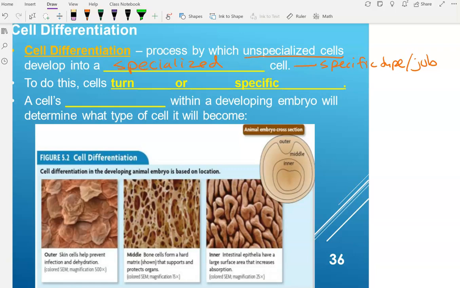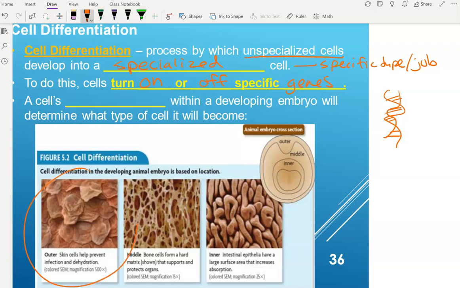Well, this is done by turning on or off specific genes. So in your DNA, right, you have all 46 chromosomes, and you have all of that DNA in every cell in your somatic cells in your body. However, you're not using every single gene that's in your DNA. It depends on the type of cell. Certain cells will turn on and off specific genes.